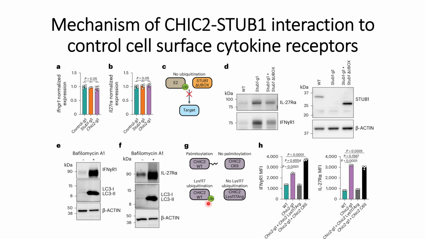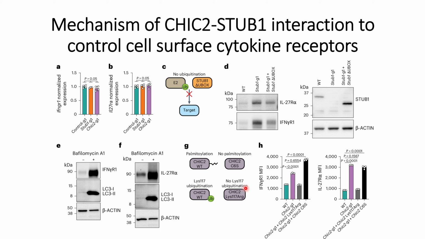The next hypothesis is that the ubiquitination of CHIC2 occurs at lysine 117. So when they mutate this residue, CHIC2 will be in a form that does not undergo ubiquitination. They wanted to check whether this ubiquitination of CHIC2 is responsible, or whether its presence at the membrane site is more important.